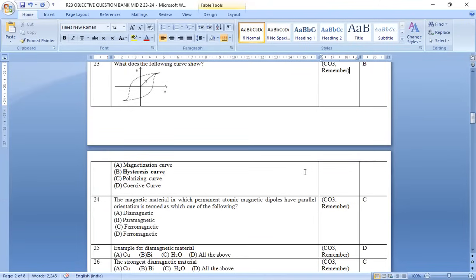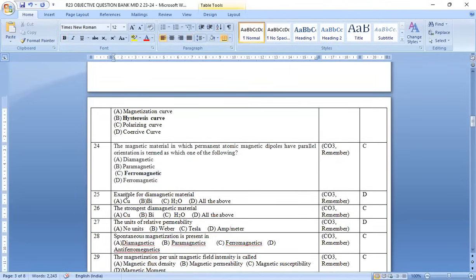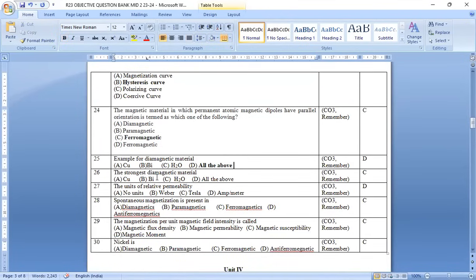Then coming to the magnetic material in which the permanent atomic magnetic dipoles have parallel orientation, it is termed as which one of the following? Option C, ferromagnetic material. And then an example for a diamagnetic material: copper, bismuth, H2. All of the above is the correct answer, option D. All are diamagnetic only. The strongest diamagnetic material is option C.